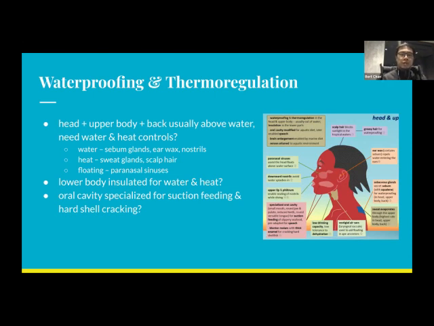Also the sweat glands for thermal regulation are concentrated in the upper part of our body. In contrast, our lower body is insulated by underskin fat, so it's insulated for heat and for water. And some argue that the oral cavity of the human body is specialized for suction feeding or hard shell cracking. That may be a pre-adaptation to speech.